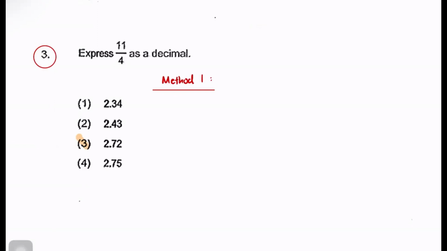Method 1 is the most literal one. 11 over 4 means 11 divided by 4. The line in the fraction means divide, right? So you do 11 divided by 4. Do your long division. Method 1 is long division. But this is paper 1, cannot use calculator, correct? But you can use it now. 11 divided by 4 is 2.75. This is the answer, so you know the answer is option 4. But I want to show you why, without a calculator.